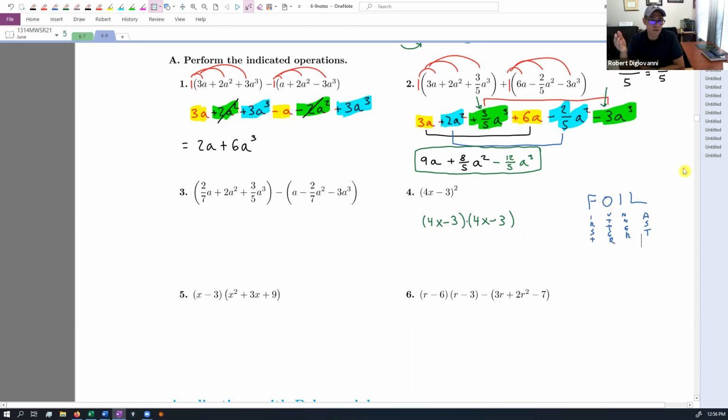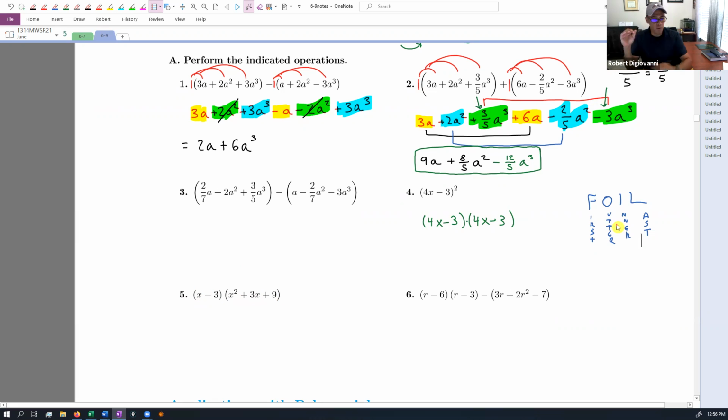But I prefer to show my students a different way of thinking about it, because FOIL works great if you've got 2 here and 2 here. But what if you have, like number 5, 2 here and 3 here? Or what if you had 3 and 3? You can't use FOIL. So the procedure I'm about to show you will work for anything.